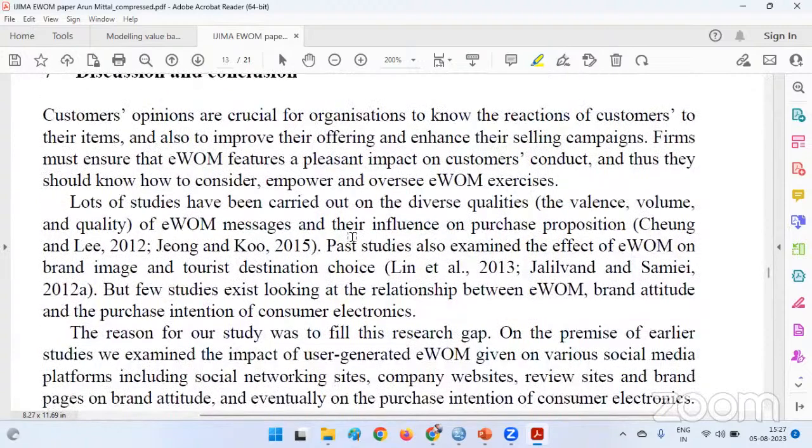Now in the discussion and conclusion, we start with the paragraphs. The paragraph tells about the results that we have found. Like, customers' opinions are crucial for organizations to know the reaction of consumers to their items, and also to improve them. A general thought about it: a lot of studies have been carried out.